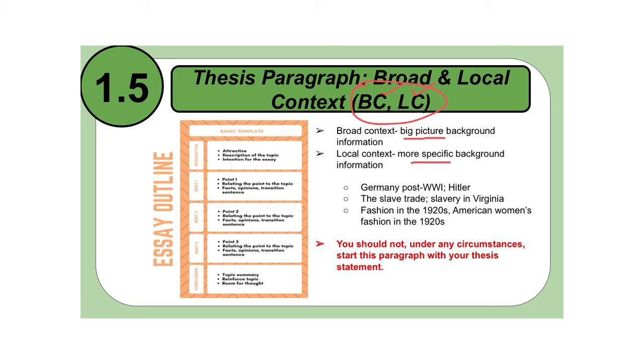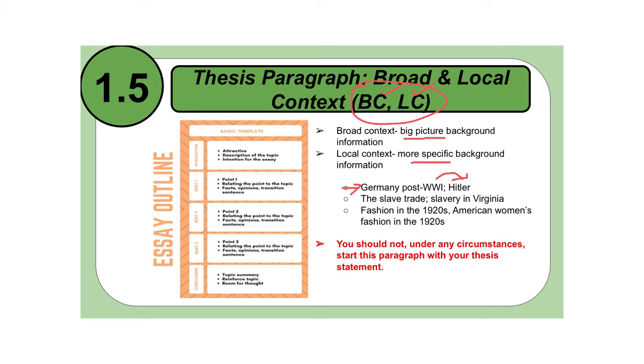So here's an example. This example says Germany post World War I. This is going to be talking about the Weimar Republic, the economic troubles that Germany is facing in the 1920s, et cetera. So that's all big picture background information. But we're going to take it a step further and give it more specific, because we're now going to talk about Adolf Hitler. Your essay question may have been something about how post-World War I Germany led to the rise of Adolf Hitler or something like that. That would be broader context then local context.